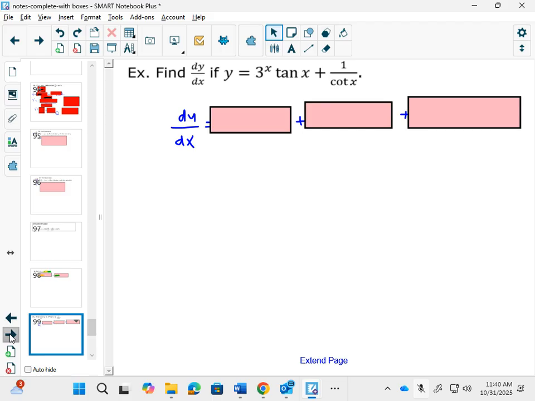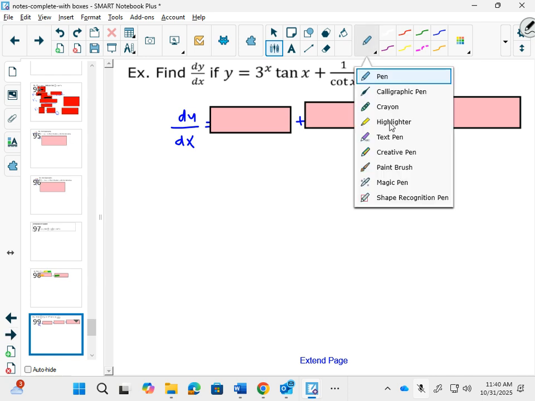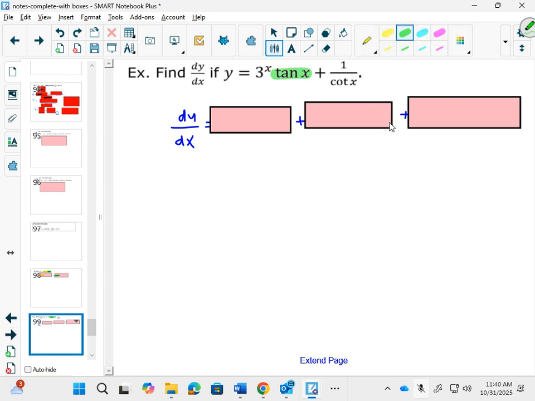But 1 over cotangent is tangent. And that you know a shortcut of. So these first two are a product. So we have a product rule here that we'd have to use a shortcut for. And then we'd have to remember the shortcut for the 3 to the x and the shortcut for tan.